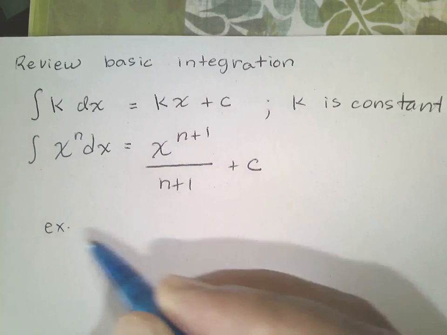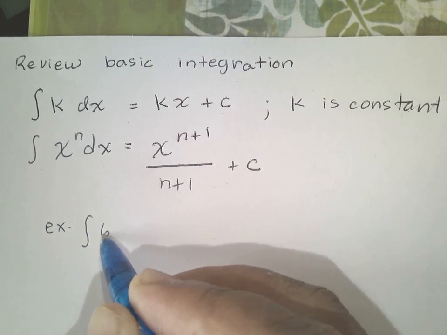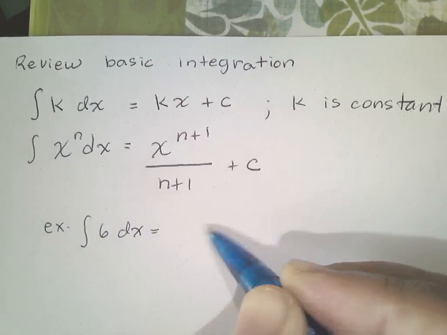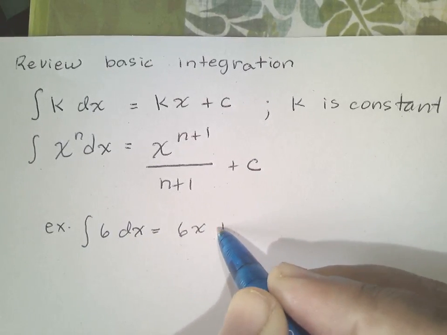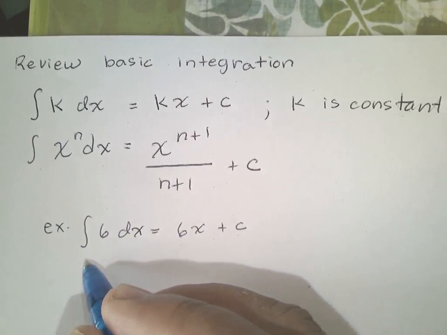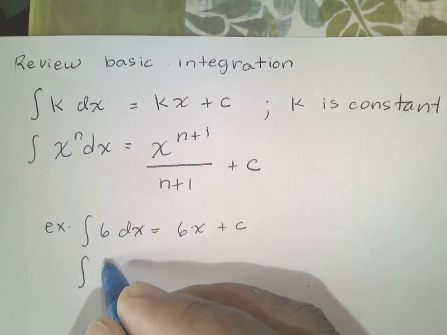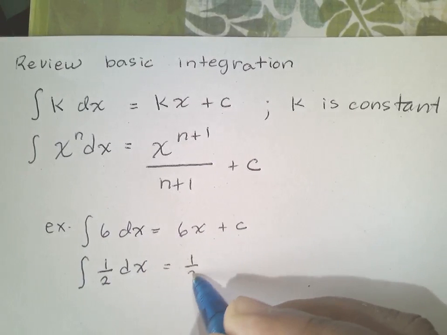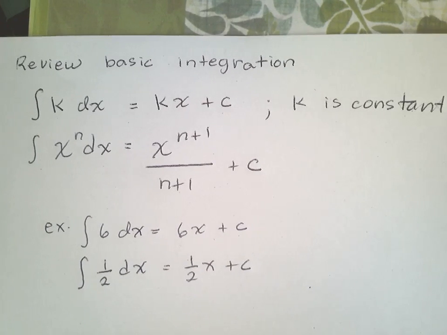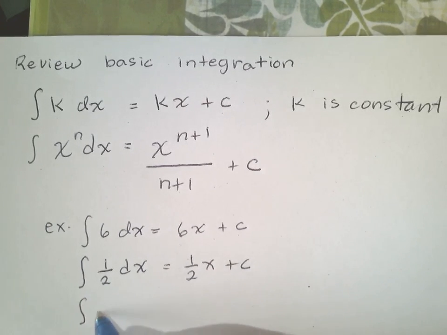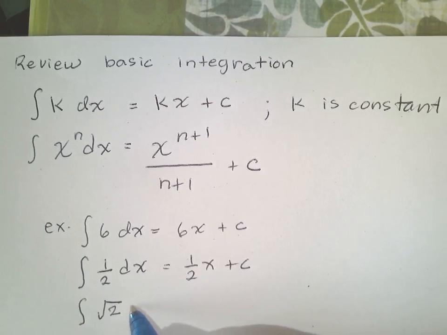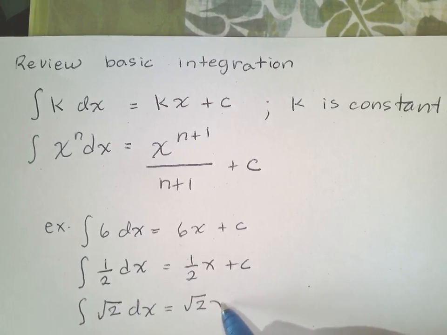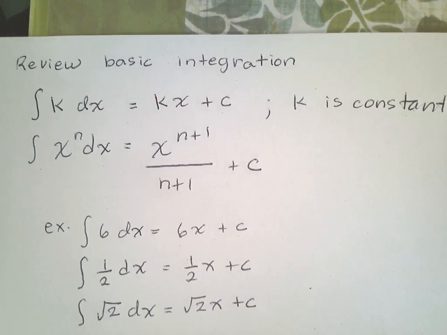So, for example, the integral of 6 with respect to x is equal to 6x plus c. Another example is that the integral of the fraction 1/2 with respect to x is 1/2 x plus c. Or the integral of the square root of 2. The square root of 2 is a constant, it's a number, with respect to x is equal to the square root of 2x plus c.